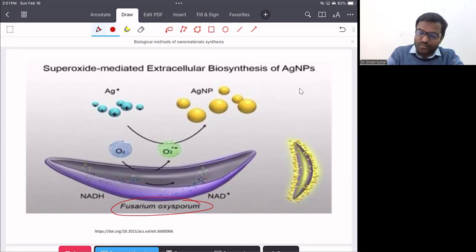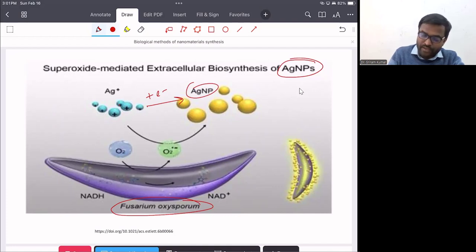And so if we can synthesize gold or silver nanoparticles using Fusarium oxysporum, the metal ion gets reduced to the silver nanoparticle. On this Fusarium oxysporum, this kind of enzyme is present, and that enzyme gets oxidized into NAD+.